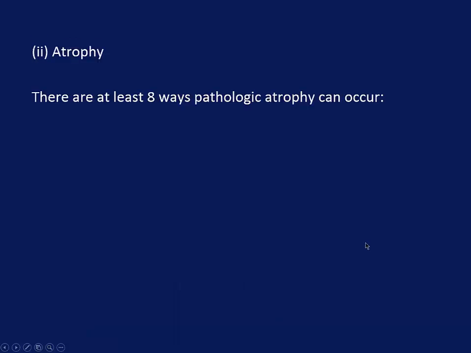So as it says here, there are at least 8 ways pathologic atrophy can occur, and you can probably think of them now, and we're going to reveal them. You might want to jot these down. So the first way is a decrease in nutrition.